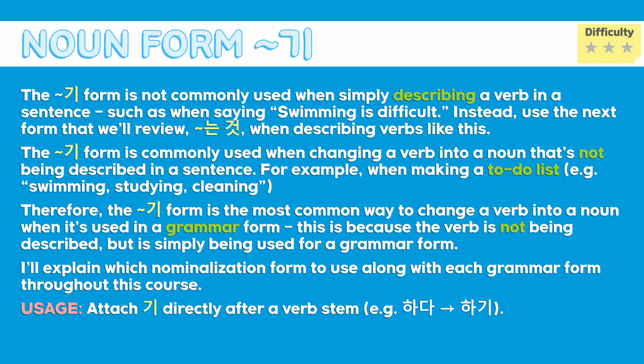Therefore, the ki form is the most common way to change a verb into a noun when it's used in a grammar form. This is because the verb's not being described, but is simply being used for a grammar form. I'll explain which nominalization form to use along with each grammar form throughout this course. So, to use it, attach ki directly after a verb stem. For example, 하다 would become 하기.